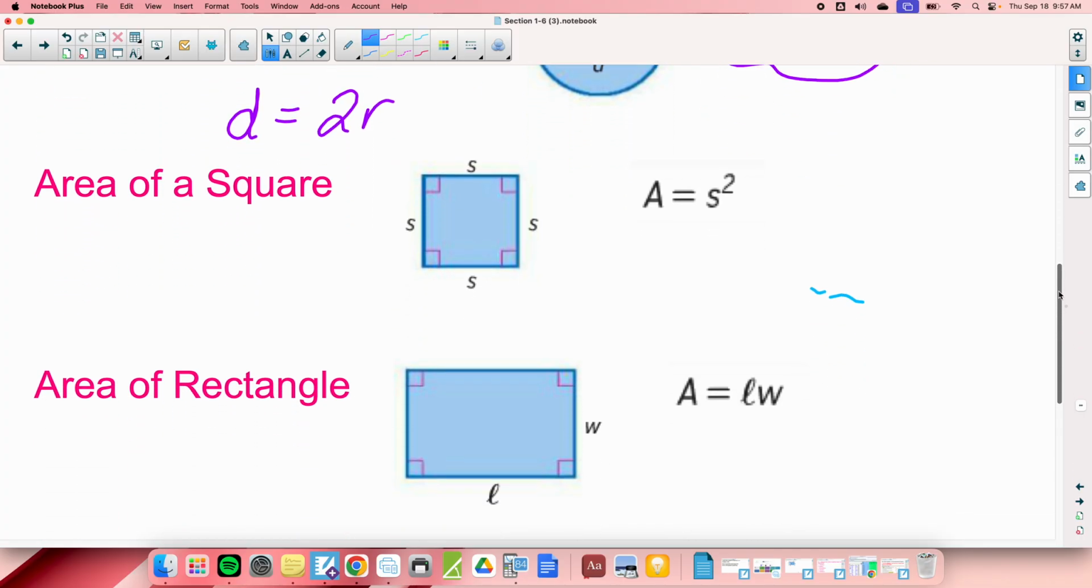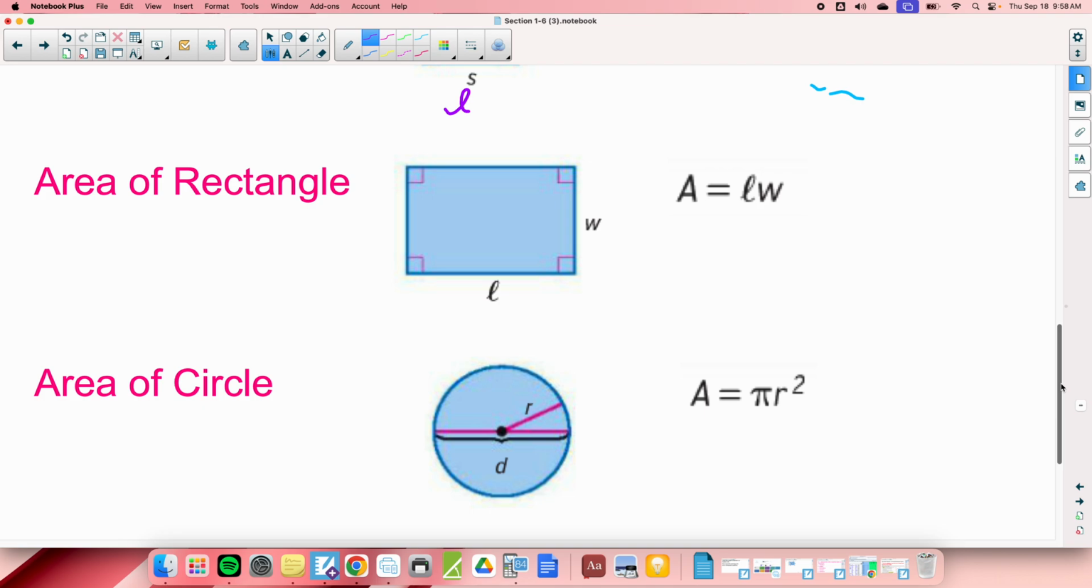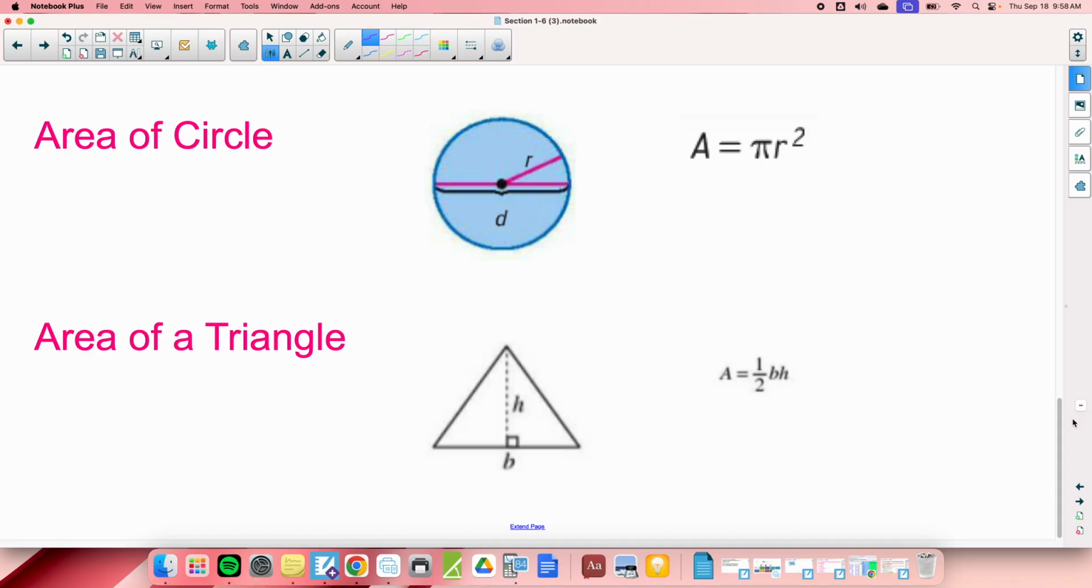Square, you could do one of two ways. Squares have all four sides equal, so you could either do side times side, which is side squared, or you could think of this as length and this as width, and your area would be length times width, okay? Here's a rectangle, length times width. I'm quite sure you know that. Area of a circle, you have to use the radius. So again, if you have the diameter, you divide it by 2 to get the radius. And then that is your formula.